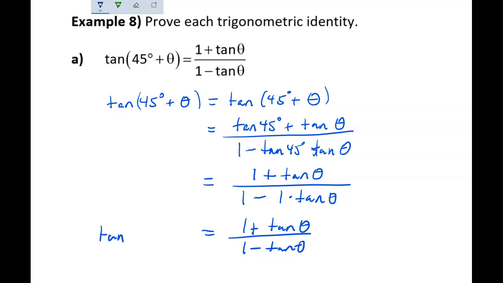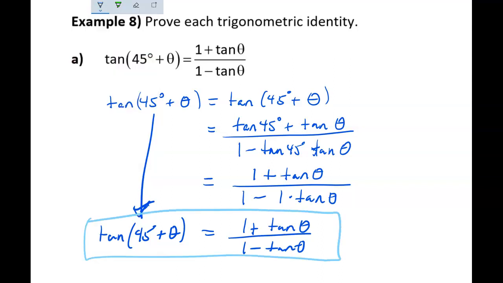And then I'm just going to bring down the left side of the identity on the left side of this equation. And we've now proven the identity, and some folks like to write QED when they're done.